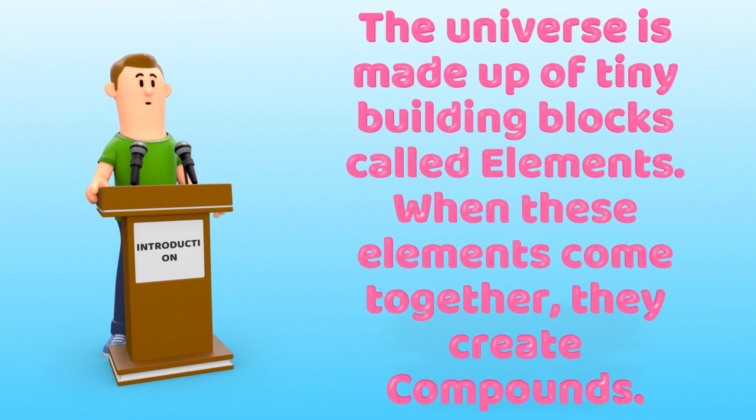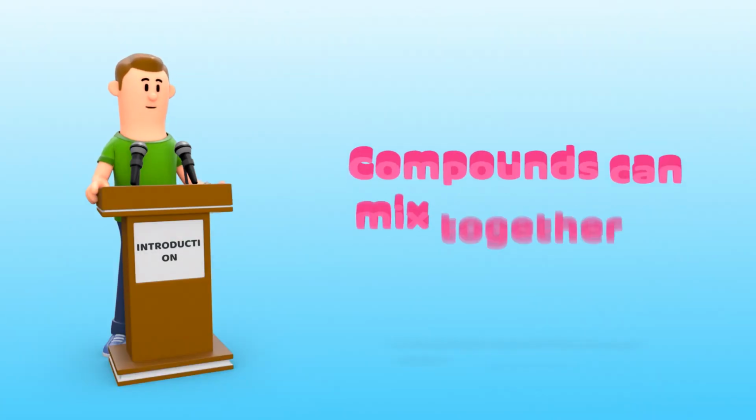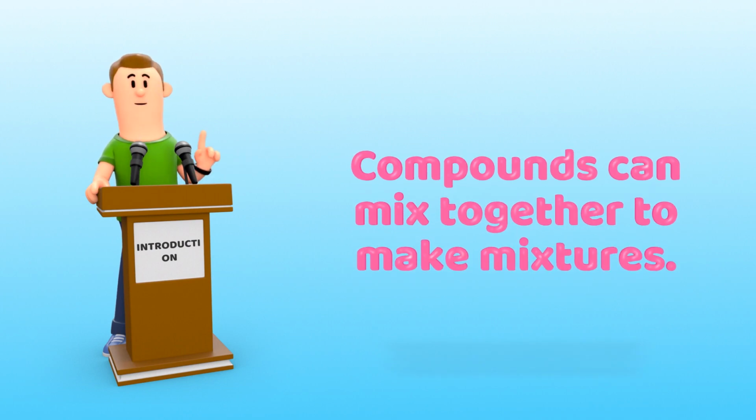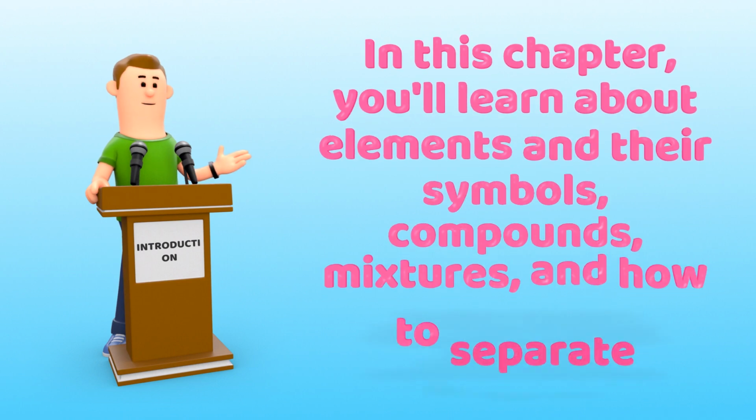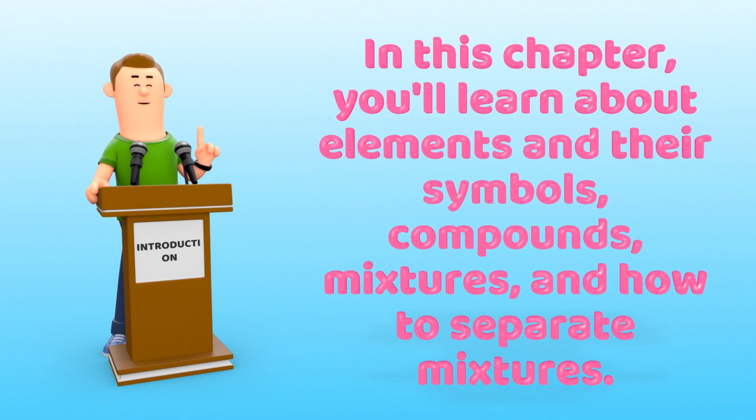The universe in which we live is made up of small building blocks called elements. When these elements come together, they create compounds. And when compounds come together, they form a mixture. Therefore, we can say that elements combine to form compounds, and compounds combine to form mixtures. So, in this chapter, you will learn about elements and their symbols, compounds, mixtures, and how to separate mixtures.